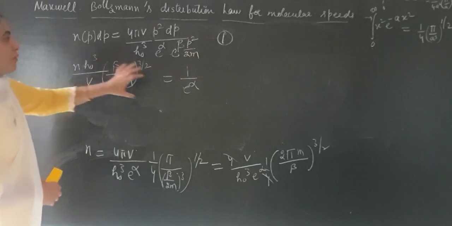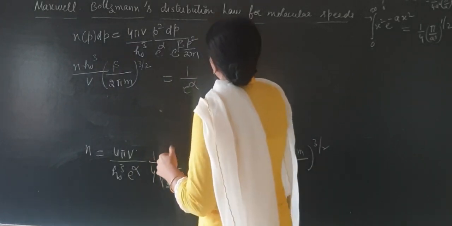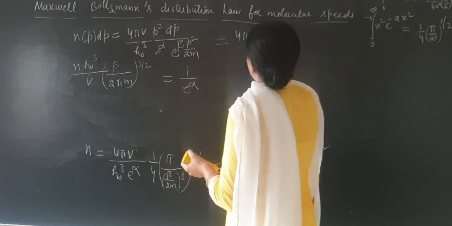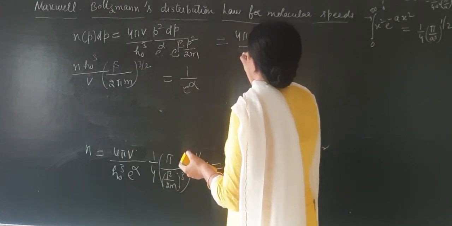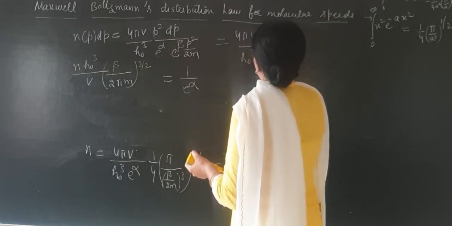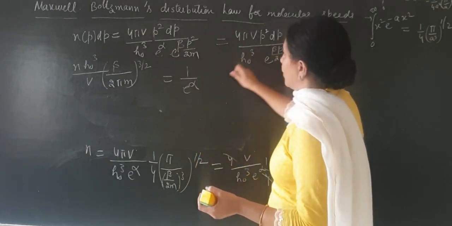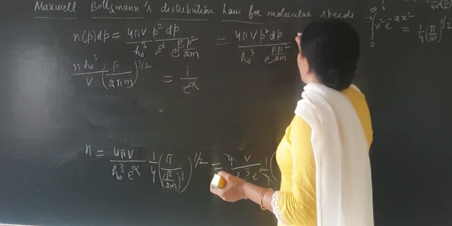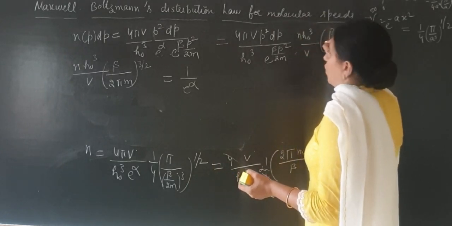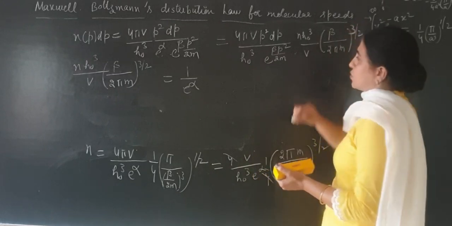Now put this value of 1 over e raised to power alpha in this equation. This is equal to 4 pi V p square dp upon h naught cube, e raised to power minus beta p square by 2m. Put 1 over e raised to power alpha, that is equal to n h naught cube upon V, beta over 2 pi m raised to power 3 by 2.